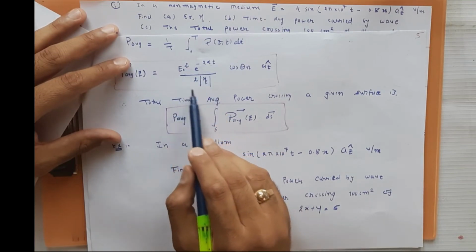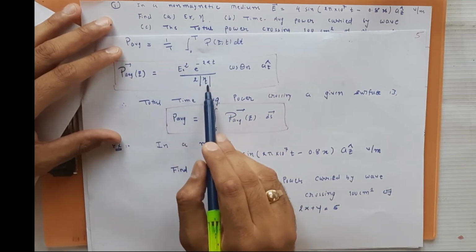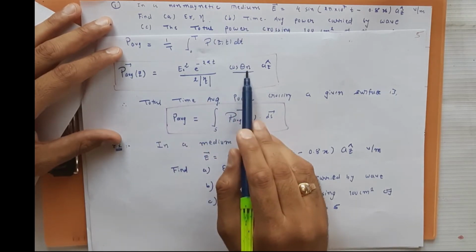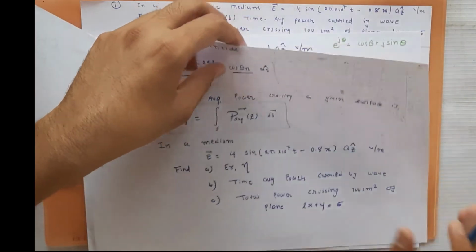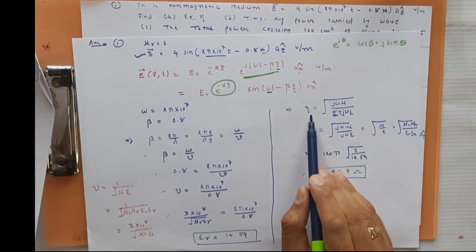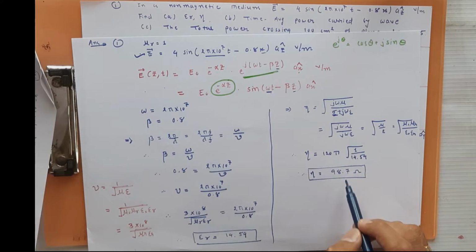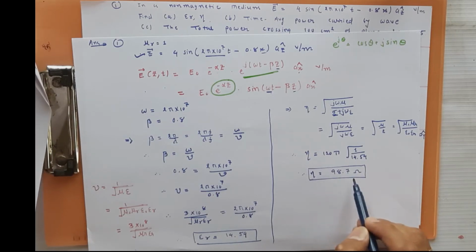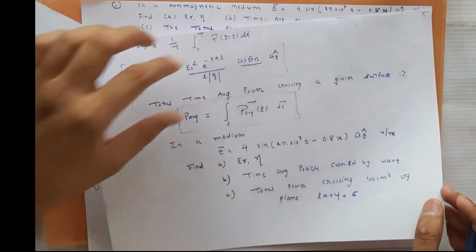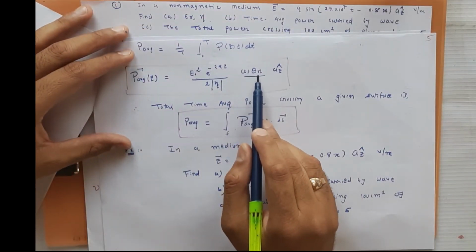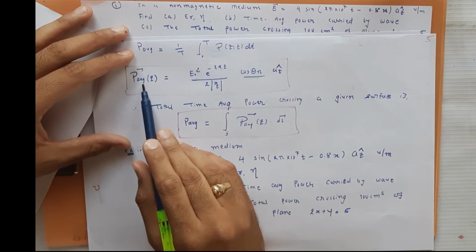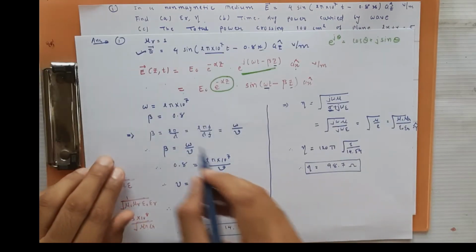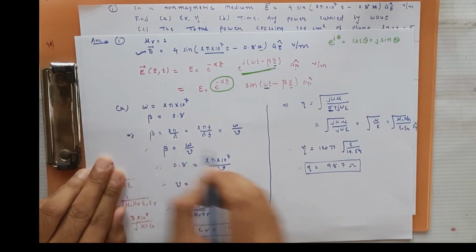So only which term is present? The E0 square by 2 eta term is present. What about cos theta n? Theta n is nothing but the angle offered by the intrinsic impedance, but here the intrinsic impedance has only a real value, so the angle offered by the intrinsic impedance is 0. So if I put theta n equal to 0, cos 0 is 1. So the time average power is E0 square by 2 eta. Okay, so this is number 1.